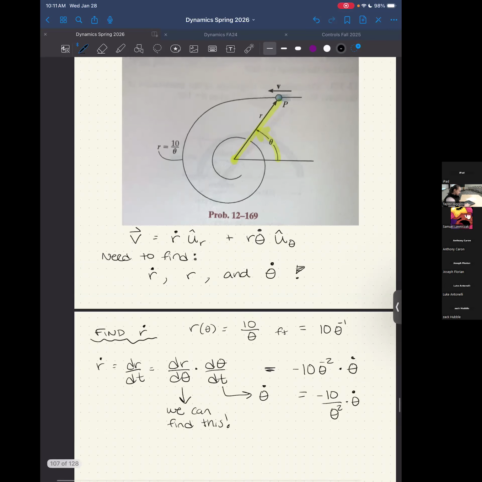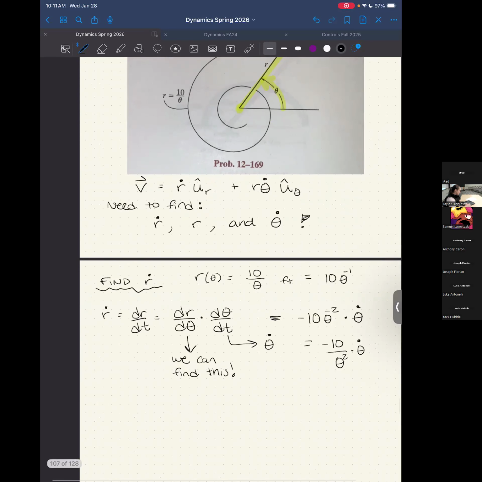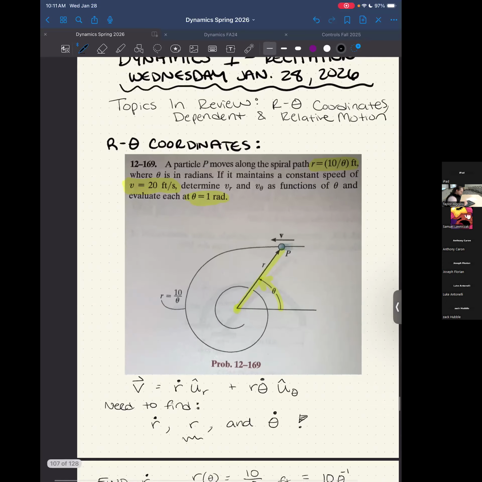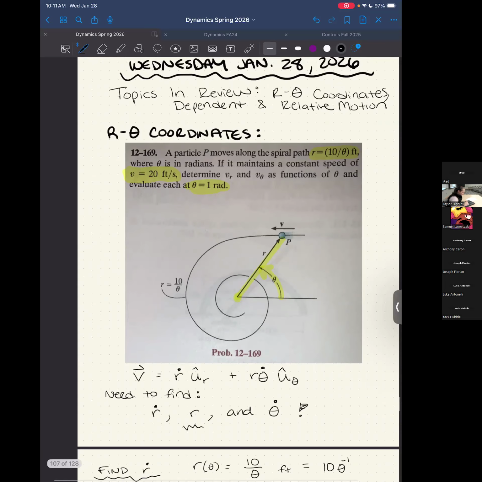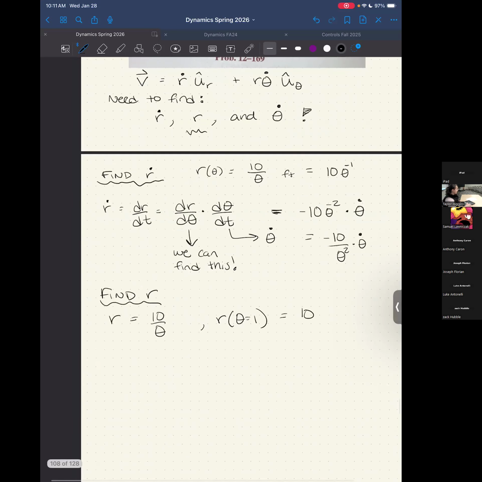So my next thought, maybe your next thought, is to look at r. That's the next variable in our sequence here. Well, I know from the problem that r is just 10 over theta, and I could plug in theta equals 1 radian if I were interested in what r is when theta equals 1. Well, that's 10 over 1, which is 10. Okay, that's as far as I can get there.